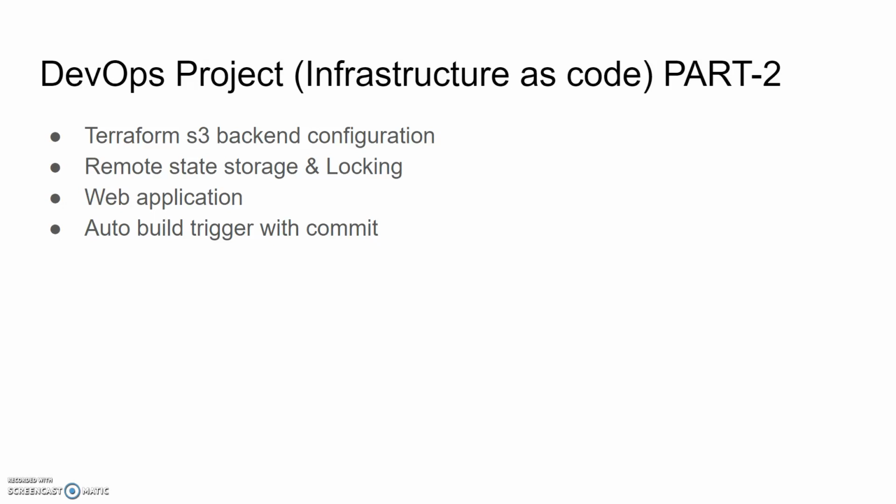We are going to launch a web application in this session. We will not simply create the EC2 instance, we will create the web application, that's an Apache server, and we'll also see the auto build trigger from the repository in Jenkins. So we will also configure the webhook in this session. So let's start without fail.